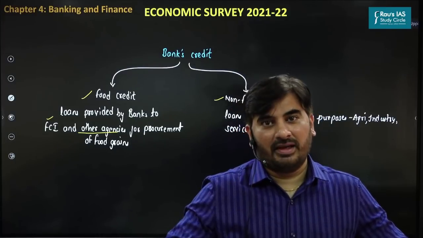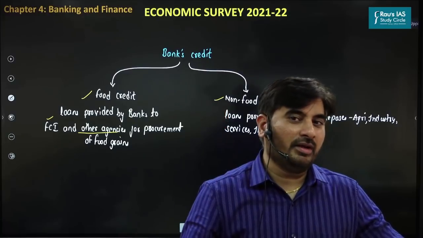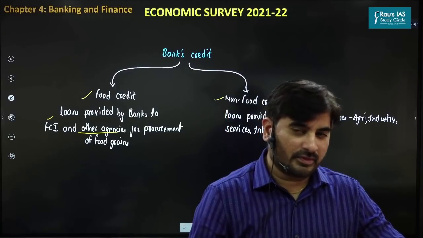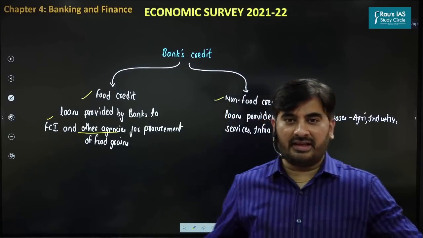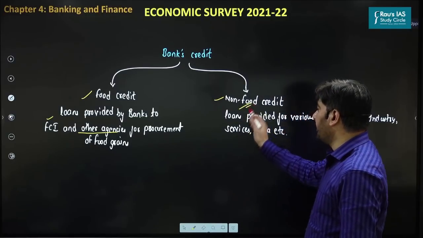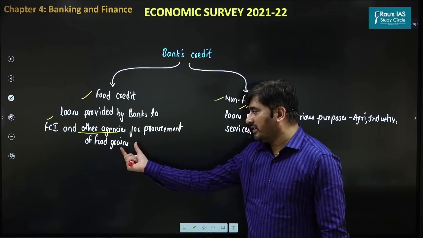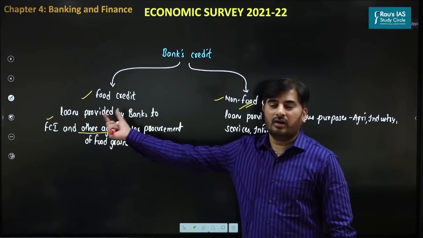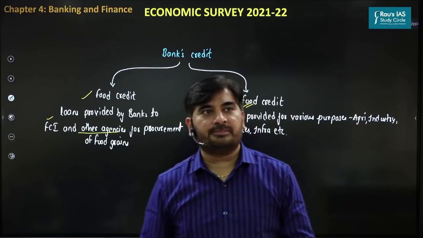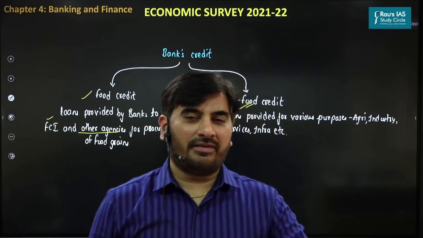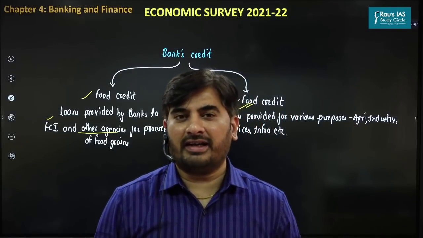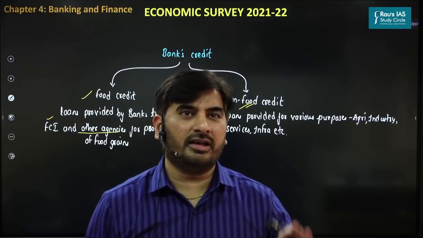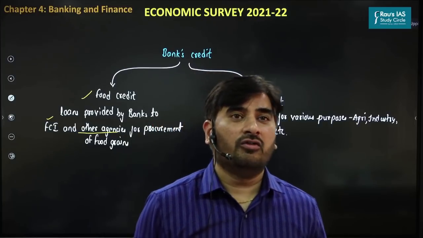Everything else, including the loans that we give to farmers, the loans that we give to the agriculture sector, everything else is part of the non-food credit. Only the loan that we give to Food Corporation of India and other agencies for procurement of food grains, we call it as food credit. Please remember this. The economic survey has basically highlighted how food credit and non-food credit has changed. Not really important. You just have to understand the concept of food and non-food credit.